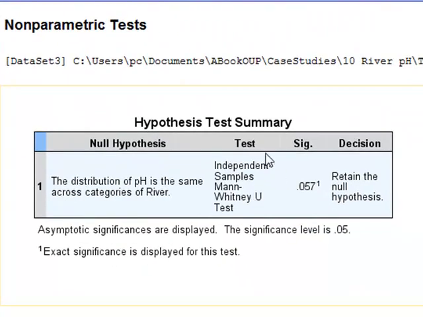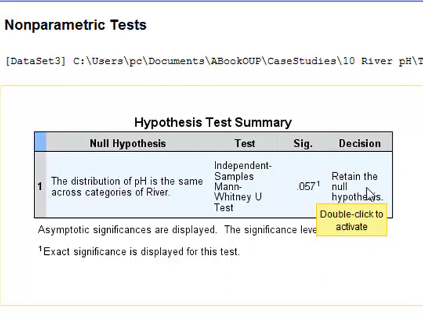This gives a p-value of 0.057, which again, because it is greater than 0.05, means that there is not sufficient evidence for a difference between the median values of the 2 rivers, and we retain the null hypothesis that the true median values are the same.